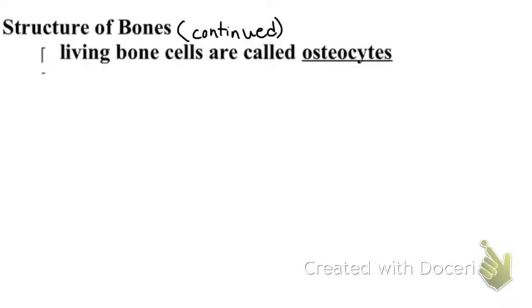Living bone cells are called osteocytes. We also have osteoclasts and osteoblasts, but for our intents and purposes, we're just going to talk about these main osteocytes. Big picture, bone cells.